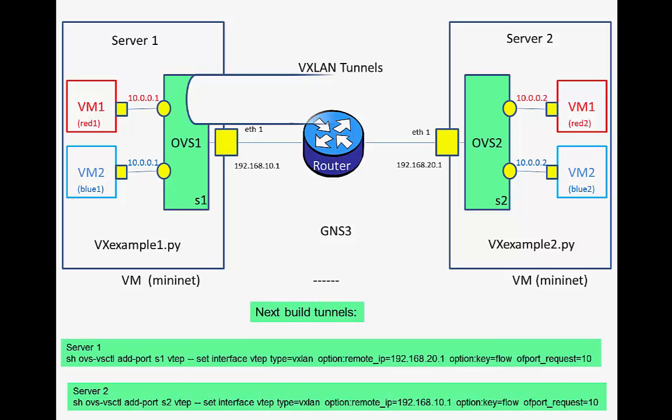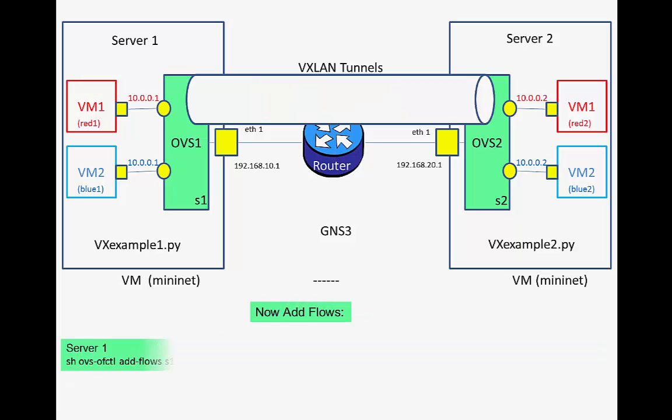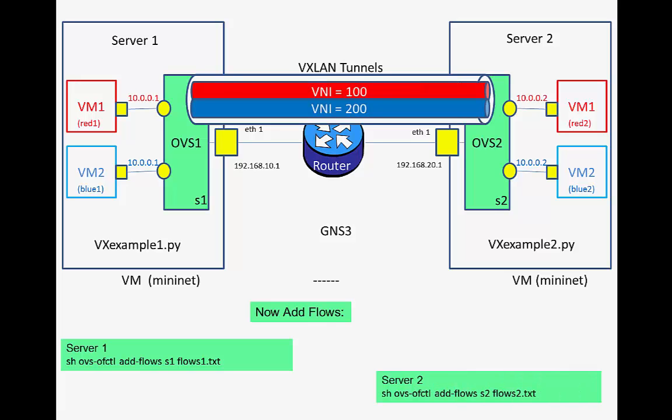We need to build the tunnels between those two, which we'll do using ovs-vsctl add-port for both ends, making sure we point those tunnels to the corresponding IP addresses at each end. We'll add the flows. This is using a flows1.txt at switch 1 and a flows2.txt at switch 2.